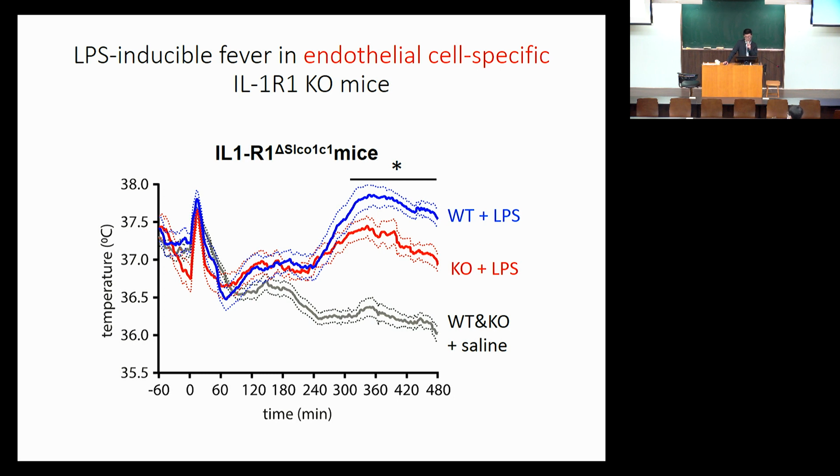Endothelial cell-specific knockout mice. In endothelial cell-specific knockout mice, there is a significant difference, as we saw in the whole body knockout mice. You can see here, comparing with wild type mice, this endothelial cell-specific knockout mice has a suppressed fever. It means the IL-1 receptor 1 in endothelial cells works for this LPS-inducible fever.